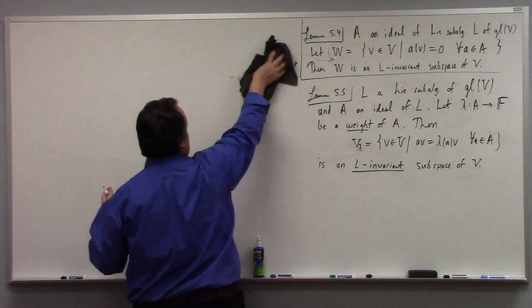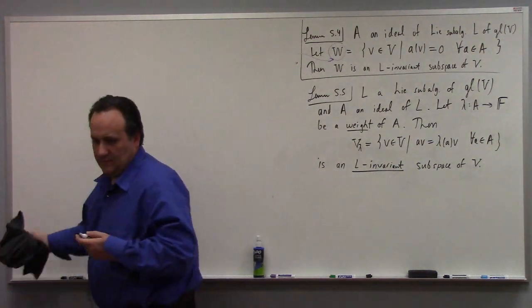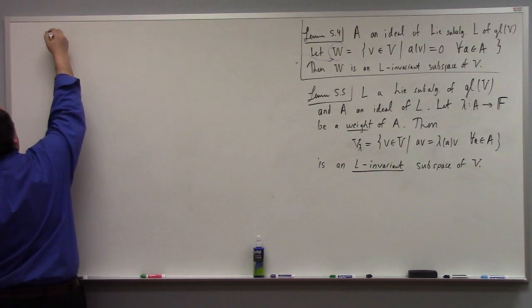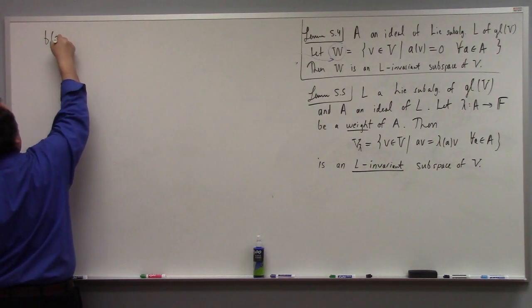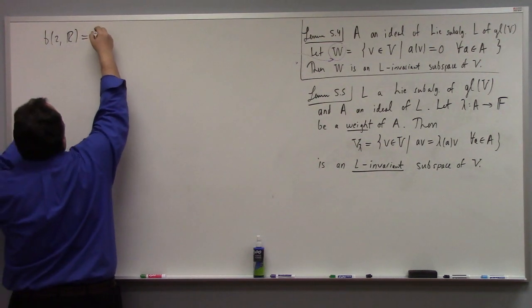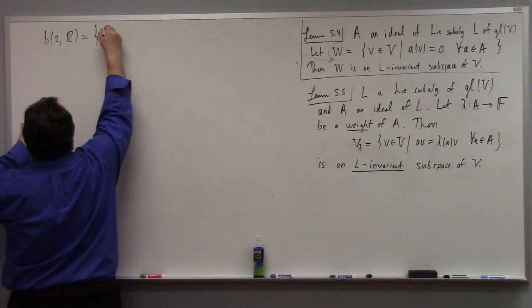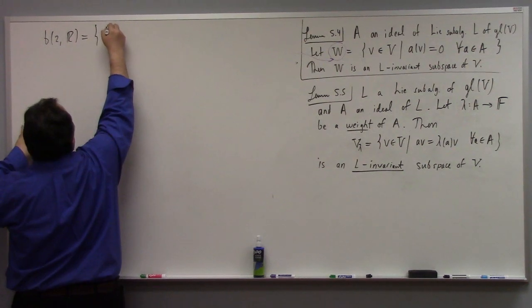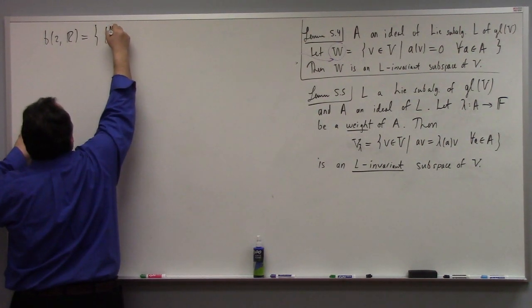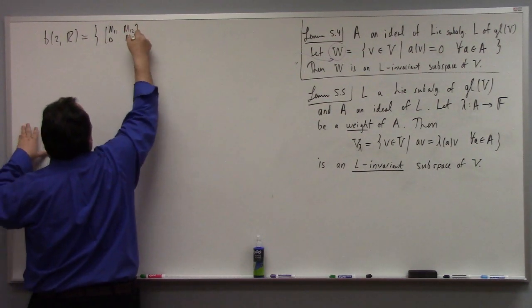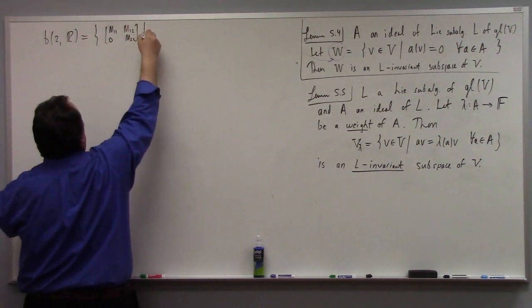I'll try to make it as small as I possibly can. I can't go one-dimensional, but let's try 2. I think it's B2, I'll keep it real. So we're talking about matrices of the form M11, M12, M22, 0. These kind of matrices, upper triangular matrices.